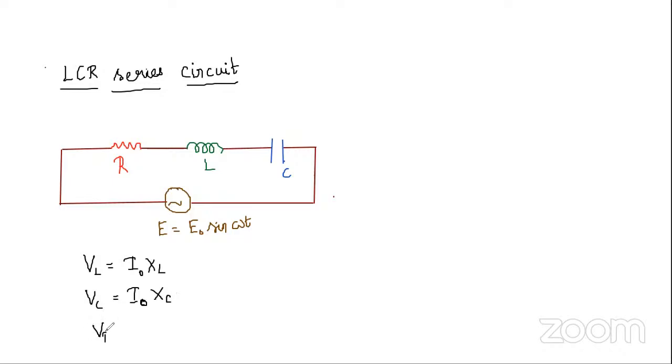And VR is equal to I naught into R. So here this VR, as you know very well, due to the presence of resistance, there won't be any phase difference between voltage and current. So this VR is in phase with I naught.